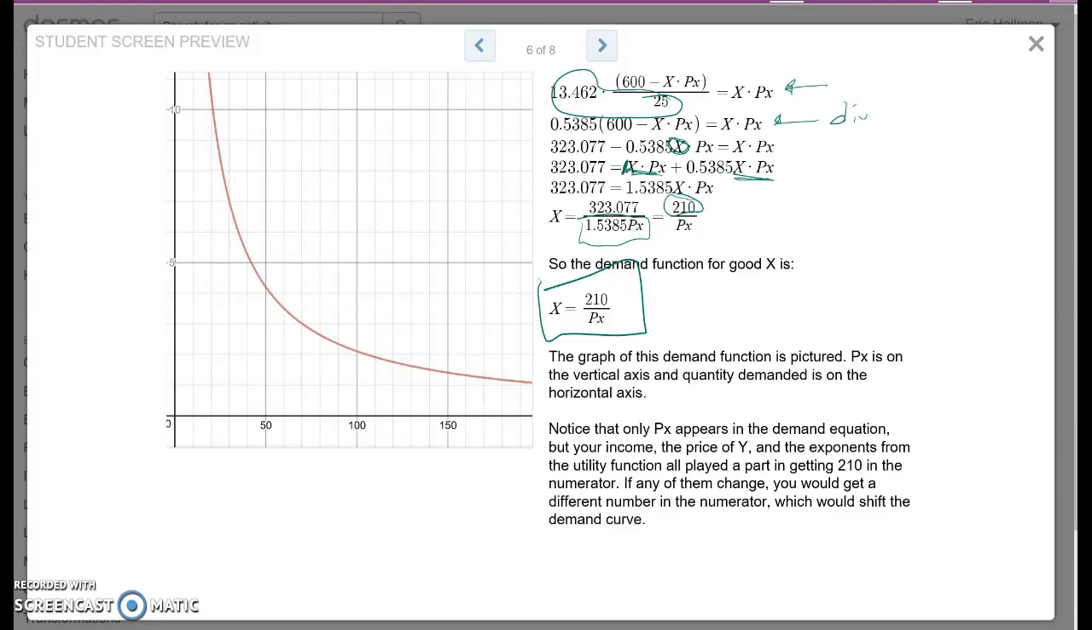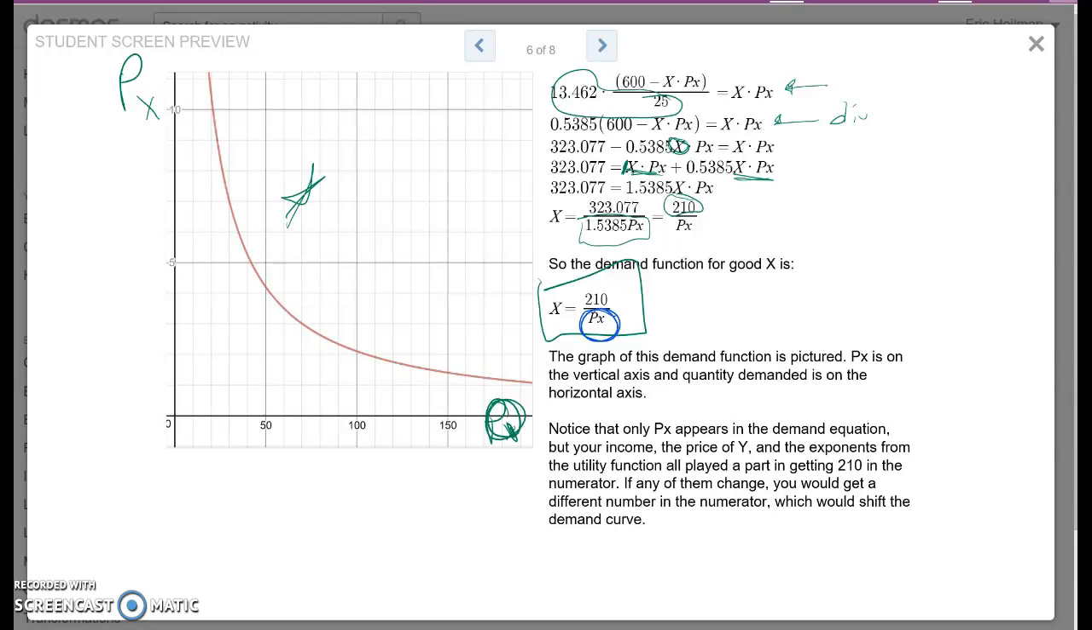The graph of that function is over here on the left. This is what 210 over px looks like, where, whoops, it's quantity of x, and px is on the vertical. Notice that, so again, this is coming back to what we were talking about earlier about what's being held constant. In our final answer, this demand function, the only variable in it is the price of x.